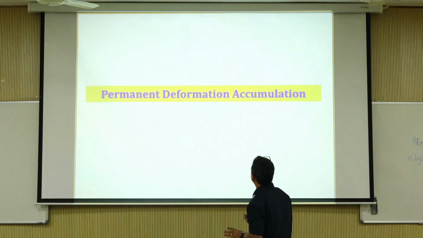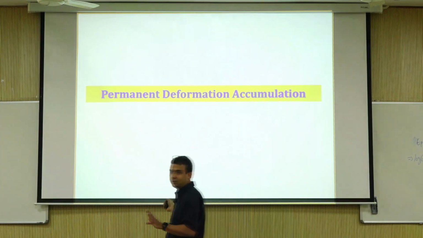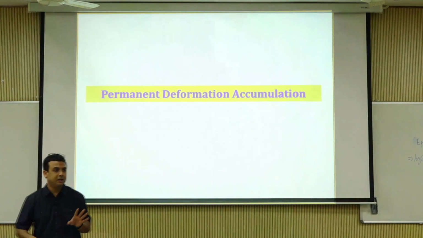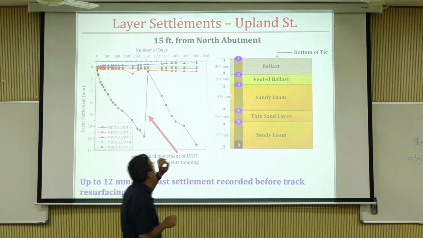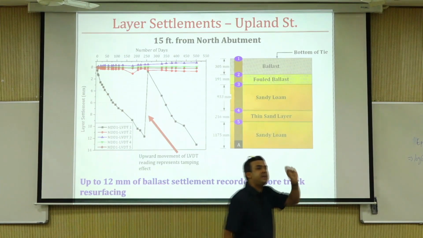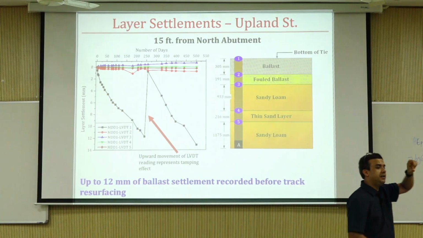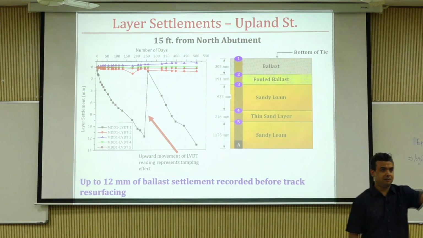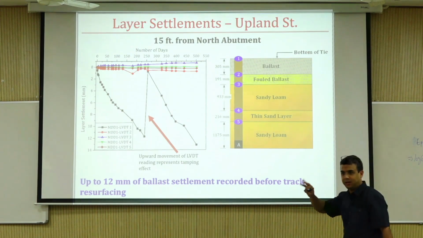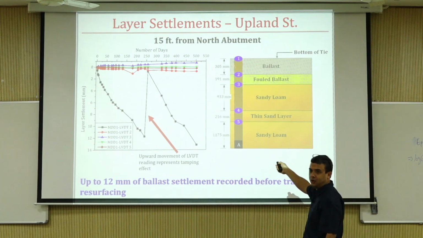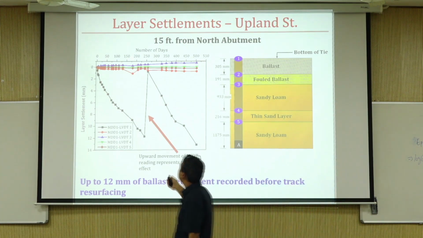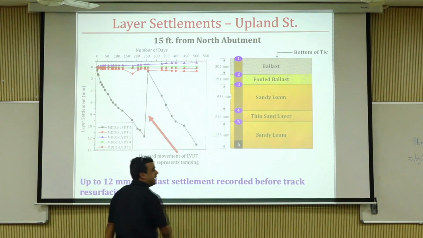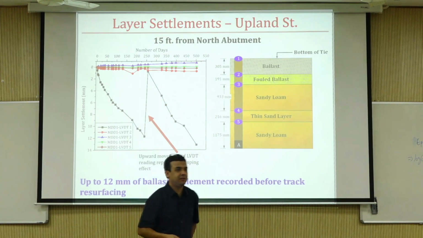Okay, this is analysis of acquired data. This is what I wanted to show: permanent deformation accumulation. Look at this. The way you want to understand this plot is every sensor gives the deformation of that layer only. How I'll do that, tomorrow. 1 is only the ballast layer, 2 is only the sub-ballast layer, 3 is sandy loam, and so on. Look at the permanent deformation. This is data collected over 550 days, which is 1.5 years.